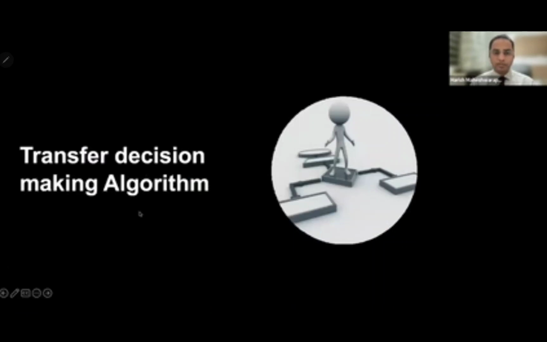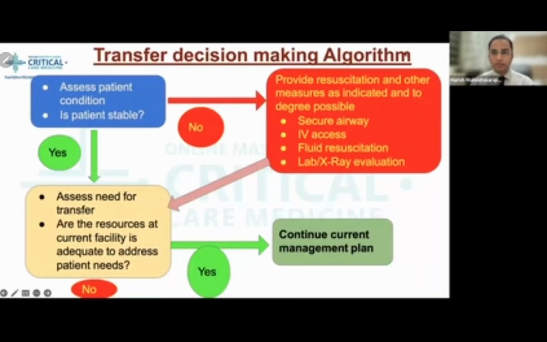Okay, so the transfer decision making algorithm. If you see, this is the decision making algorithm. Very, very important, and very simple to understand also. Assess patient condition. Is the patient stable? If the answer is no, provide resuscitation and other measures as indicated, and to the degree possible, secure the airway, IV access, fluid resuscitation, and do basic appropriate imaging including lab and X-ray evaluation.